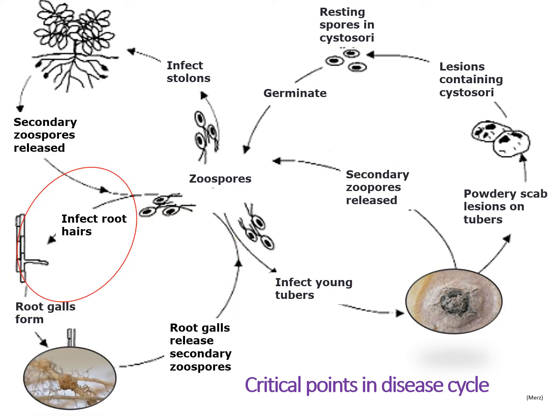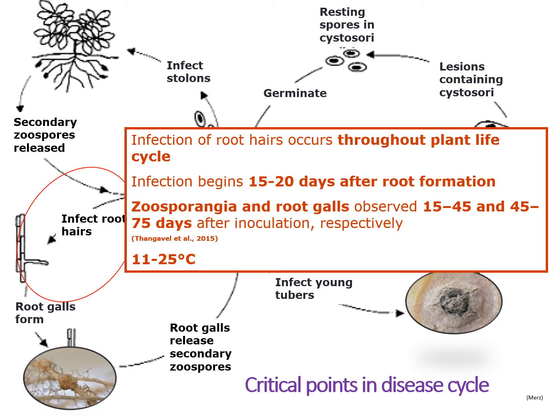In terms of the infection of root hair, this is a slightly different picture, where we see that infection of root hairs occurs right throughout the plant life cycle. And it begins approximately 2 weeks after root formation. So should one want to observe the development of zoosporangia in the roots, one should look anywhere from 2 weeks to 45 days after inoculation, or for root galling anywhere from 45 to 75 days after inoculation. And root infection occurs at a slightly warmer temperature range from 11 to about 25 degrees.